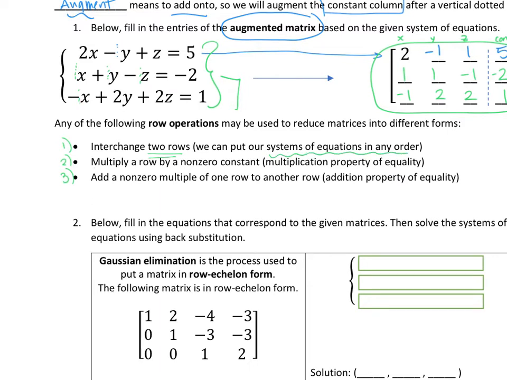You can multiply a row by a non-zero number, and we've done that before. You multiply a row in order to try and make something cancel, and that's okay because it's just using the multiplication property of equality. Then you can add a non-zero multiple of one row to another row, and that's what we did for the elimination, which is really using the addition property of equality.